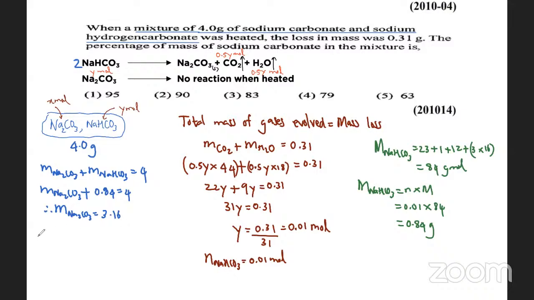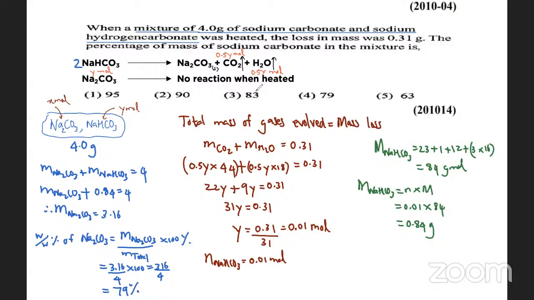3.16. Yes, that's it. So now we have to find out the mass percentage of sodium carbonate. That's the question, and you know what to do. That is mass of sodium carbonate divided by total mass into 100. Mass of sodium carbonate is 3.16. Total mass is 4, into 100. 316 over 4. I think it should be 79. Anyone who got 79? Is there an answer like 79? Yep, fourth one.